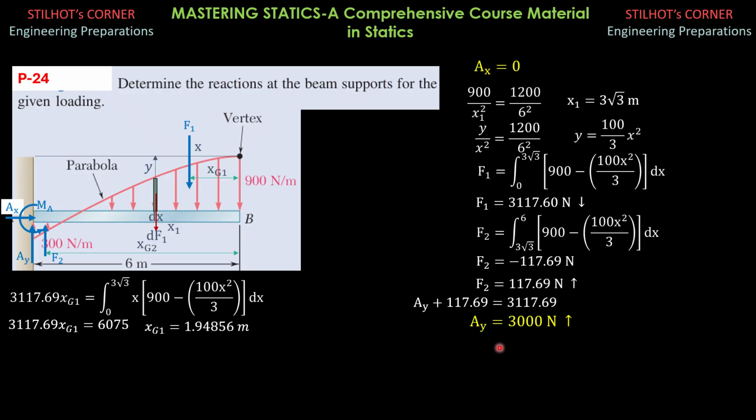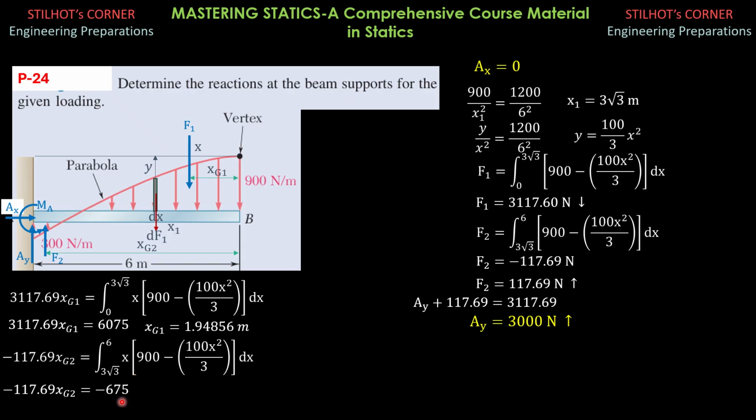Likewise, negative 117.69 times xg2 equals the integral of the same x, then differential F, which is this. They only vary in the limits because for this F2 here, the limits would be 3 square root of 3 to 6. So solving for the right side using your calculator, it is equal to negative 6,675. So xg2 is positive 5.7354 meters. So that makes sense because this is 6 and this is 5.7354 meters.